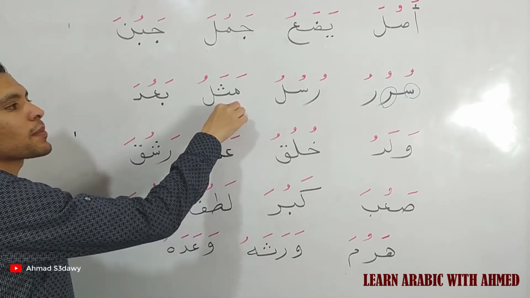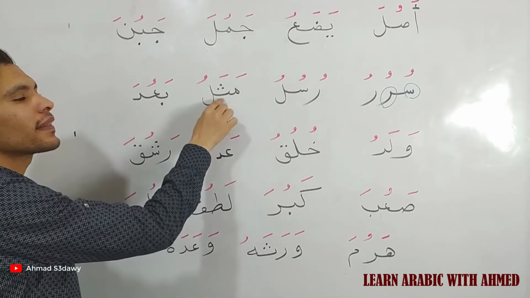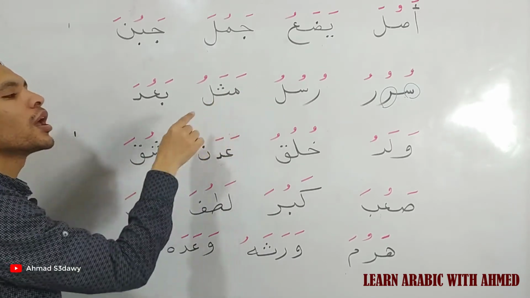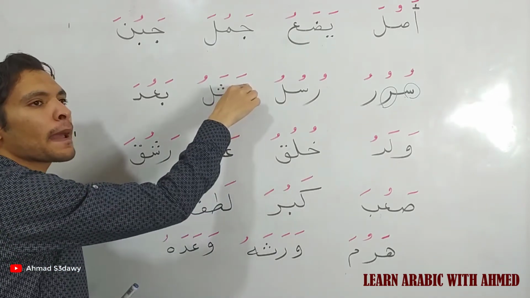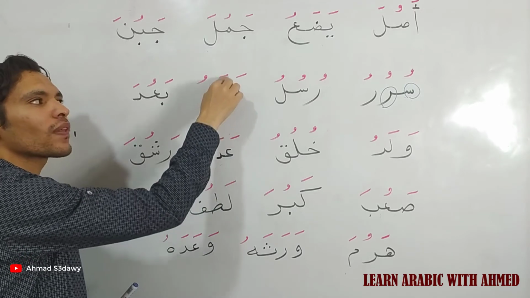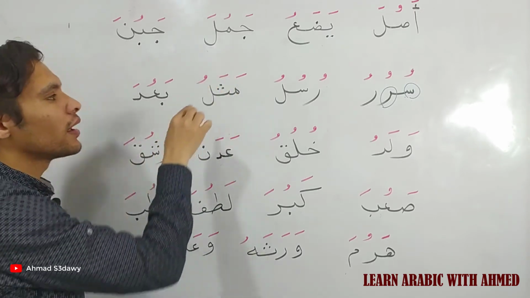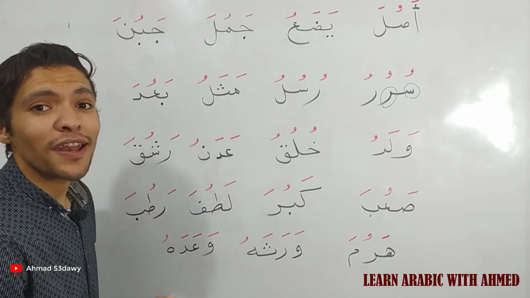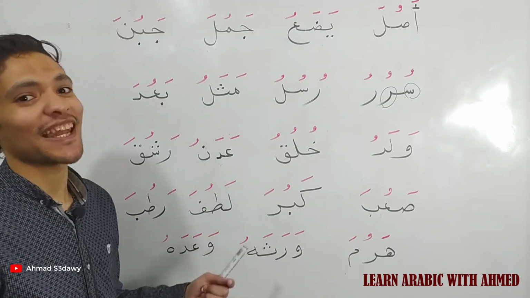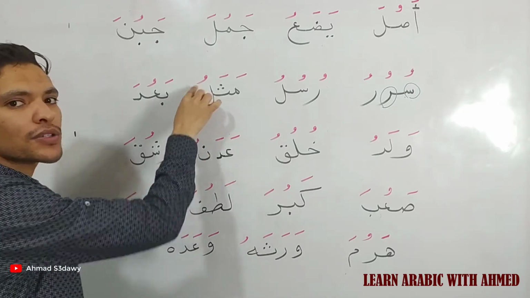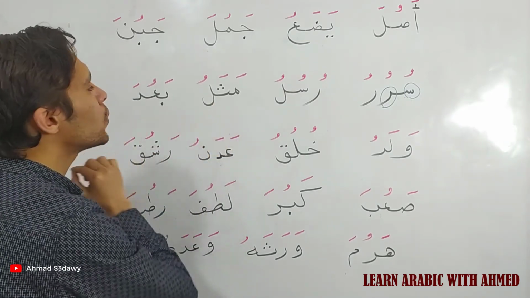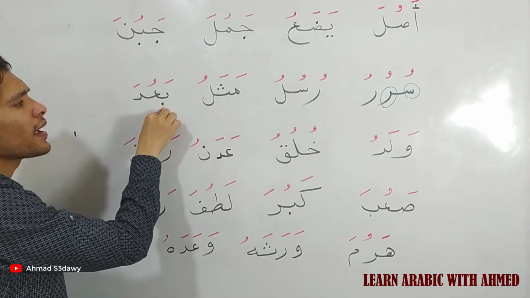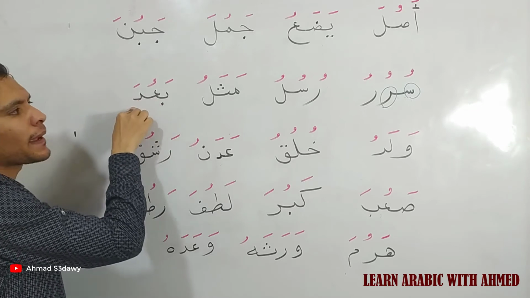Here, this is mim. Mim was fatha, ma. Sa with fatha, sa. Lam was dhamma, lu. And lam with dhamma, la? No, you cannot say la. Why? Because there is dhamma. So it's lu. Ma, sa, lu. Masalu.